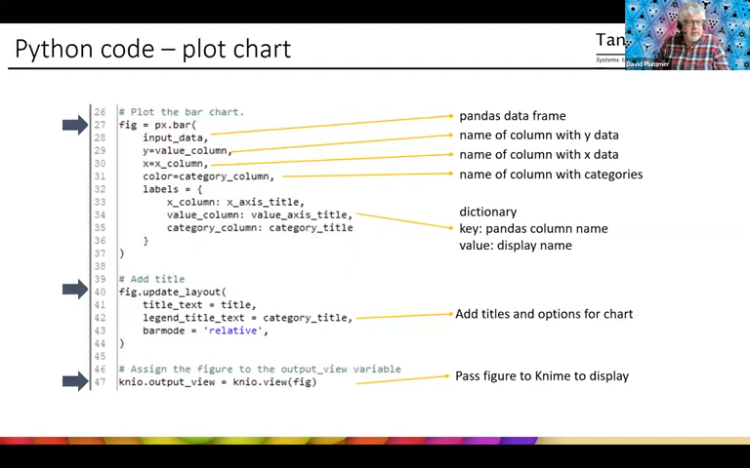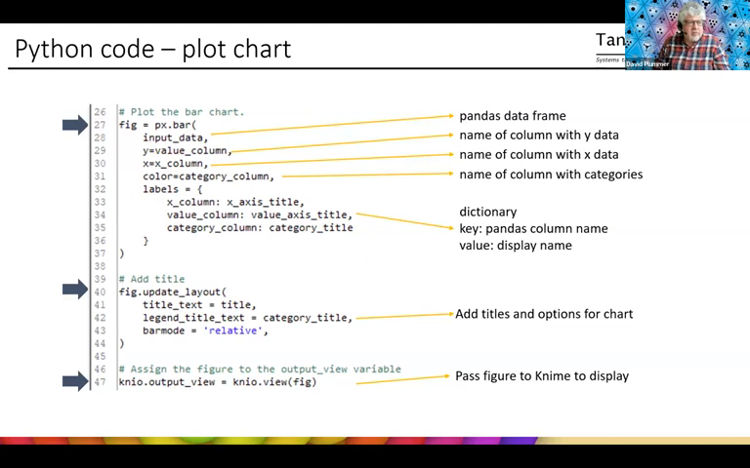In terms of actually plotting the bar itself, we create a figure, which is output from Plotly Express, and we use the bar method. We put in the input data, which is the data that's come in from the KNIME data table, and we just specify which column contains the Y values, which column contains the X values, which column contains the category data or the categorized columns, and that's used to color the bars. And then we can also change the labels on each of those axes.